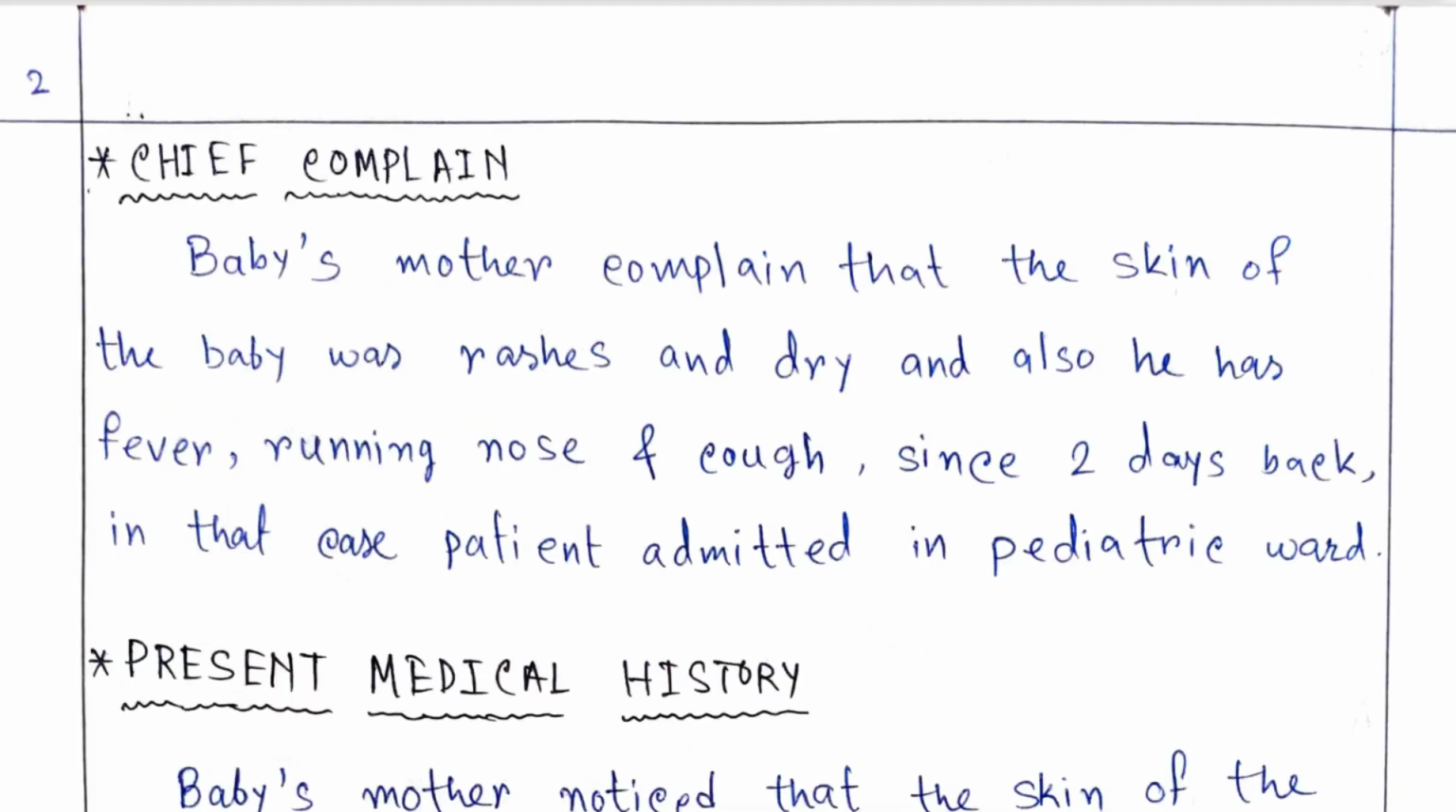Next is chief complaint. Under chief complaint, you have to write whatever the baby's mother told. Now see, the baby's mother complained that the skin of the baby was rashes and dry and also he has fever, running nose and cough since 2 days back. In that case, the patient was admitted in pediatric ward.